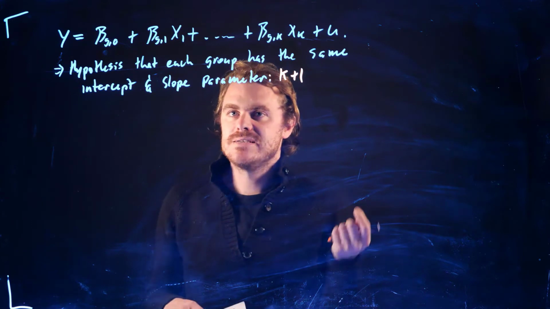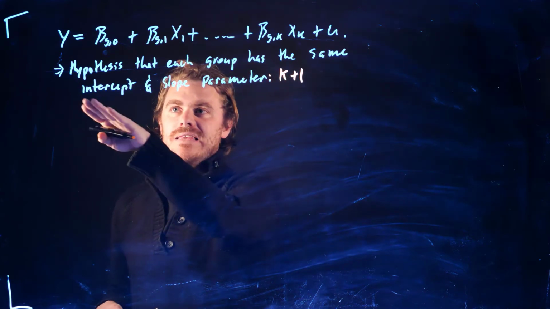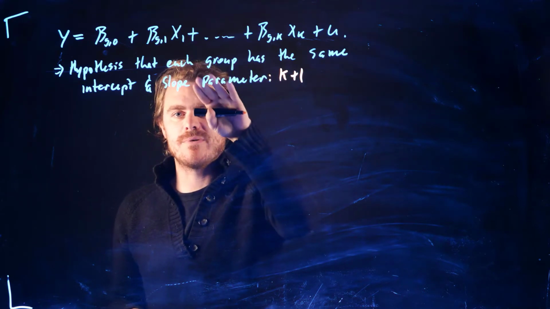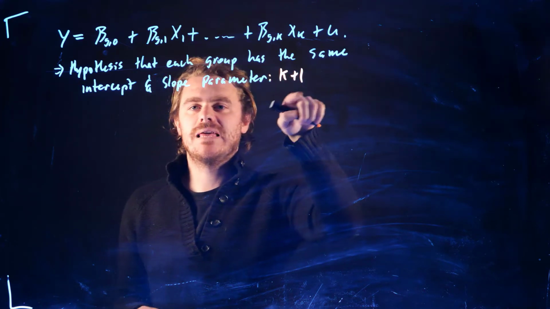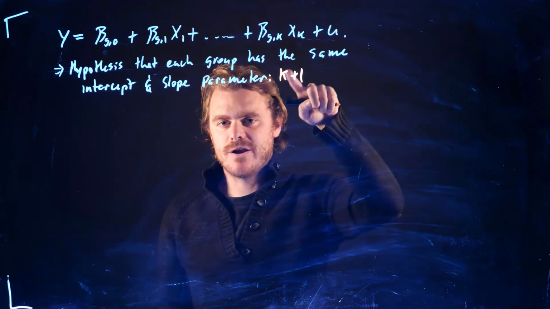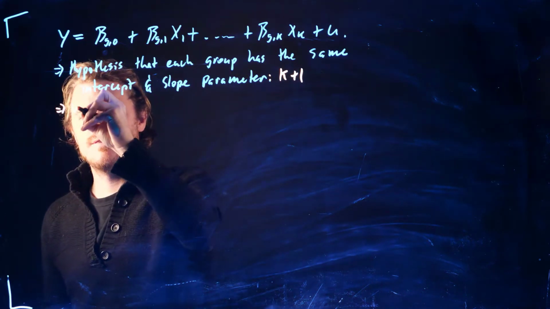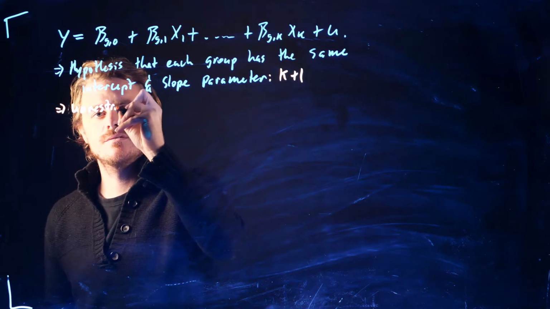Now, if instead we're allowing the intercept to differ but just had the same slope parameters, if that was the test we were doing, there'd only be k restrictions. And also keep in mind the unrestricted model.